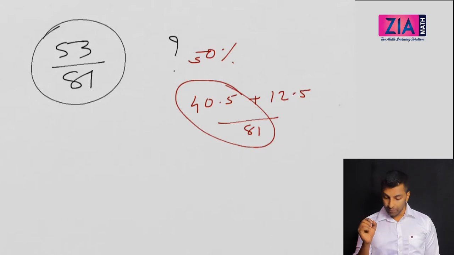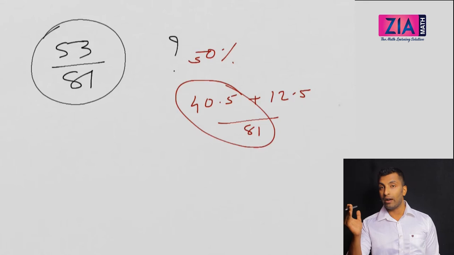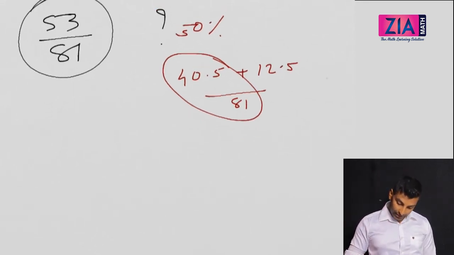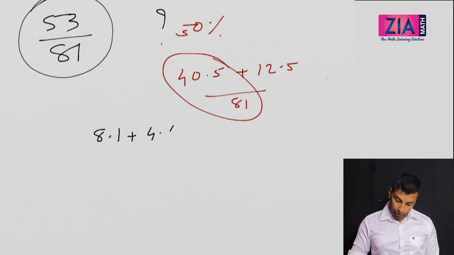Now what we need to do is see the 12.5 which is left out in the numerator. That 12.5, you can remove 10% of the denominator from it. What is 10% of the denominator? That is 8.1, right? 81 is the denominator, 10% is 8.1. So write 12.5 as 8.1 plus 4.4.